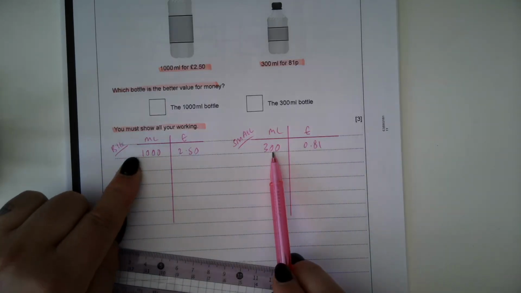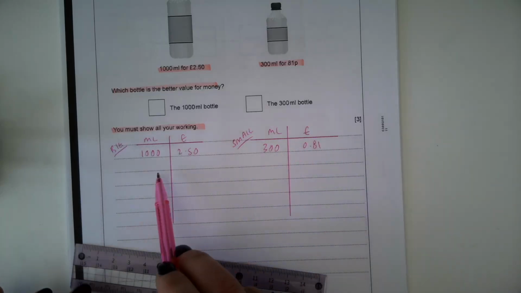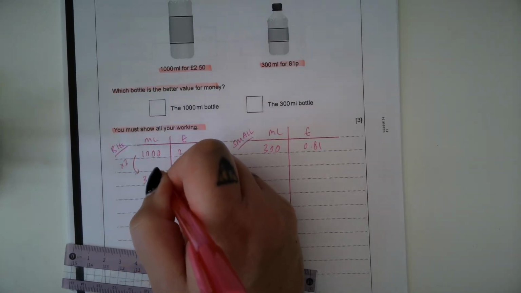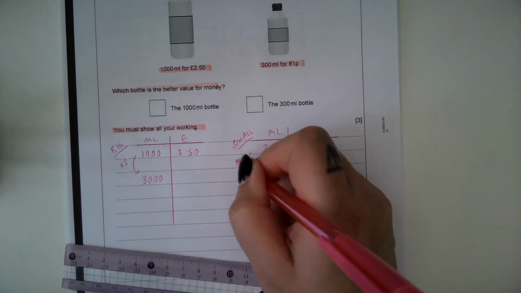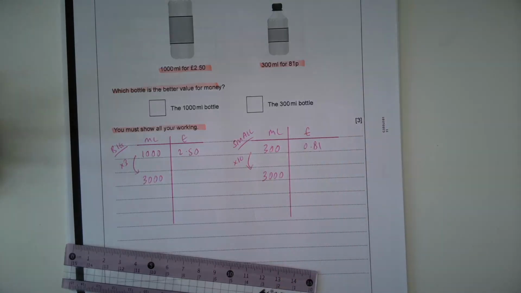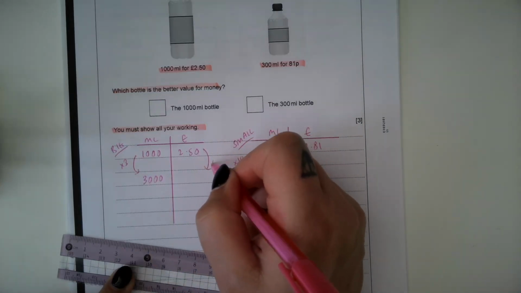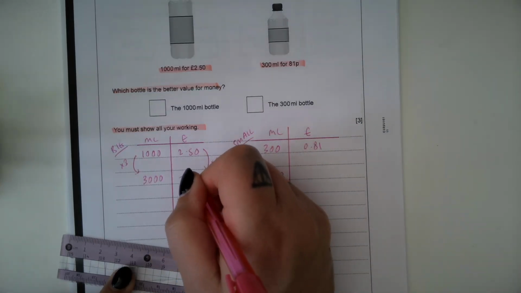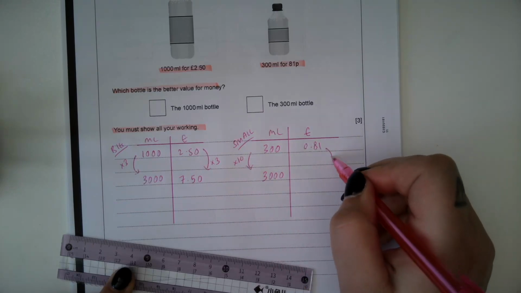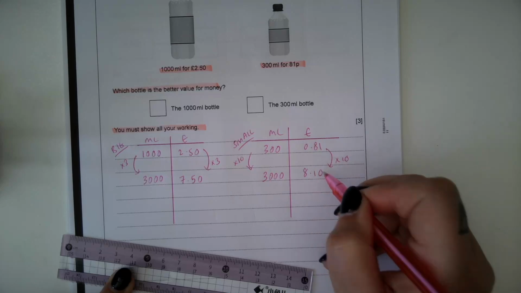So I need to scale these up to have the same amount. So I'm going to scale up to 3,000, because I can multiply this by 3 to make 3,000 millilitres, and I can multiply this by 10 to make 3,000 millilitres. Okay, when I multiply this side by 3, I need to multiply this side by 3, so that becomes £7.50. When I multiply this side by 10, I have to multiply this side by 10, which becomes £8.10.